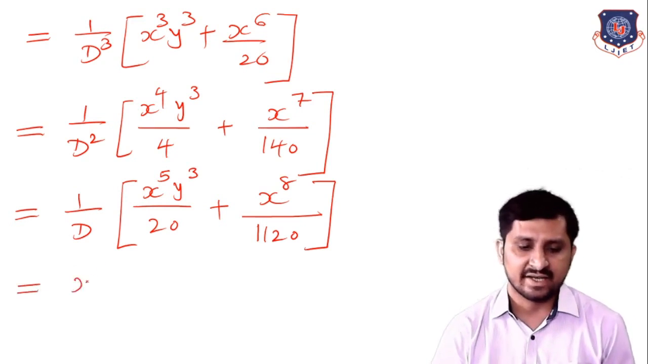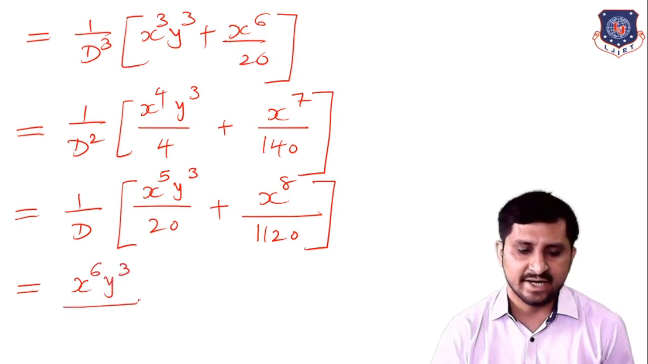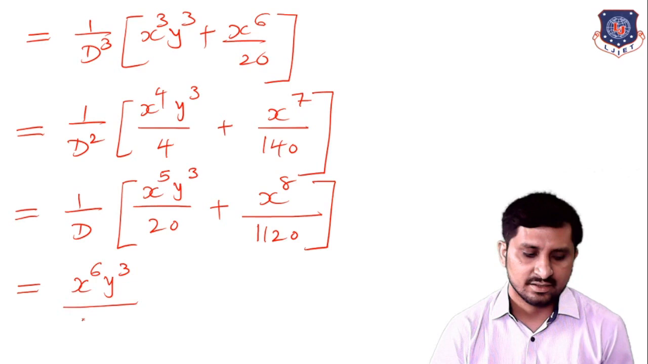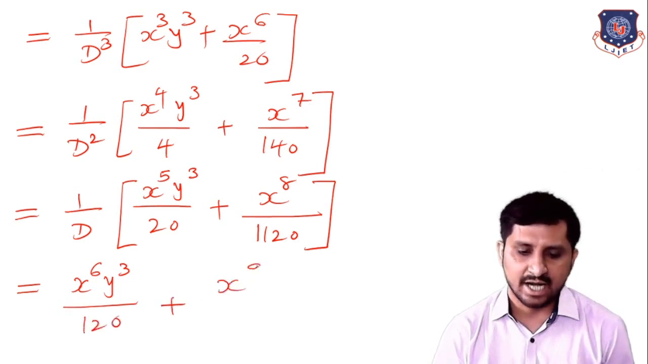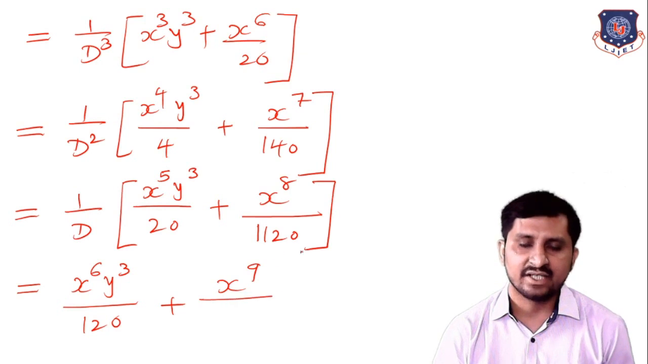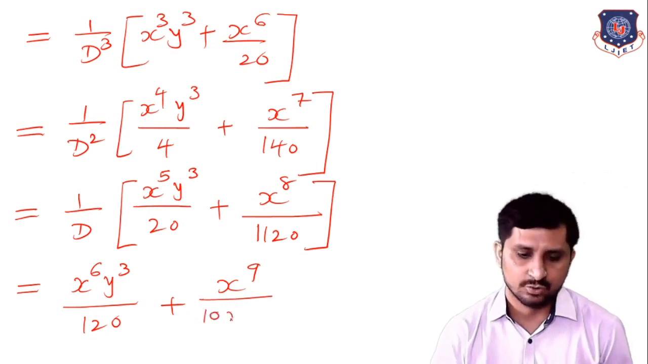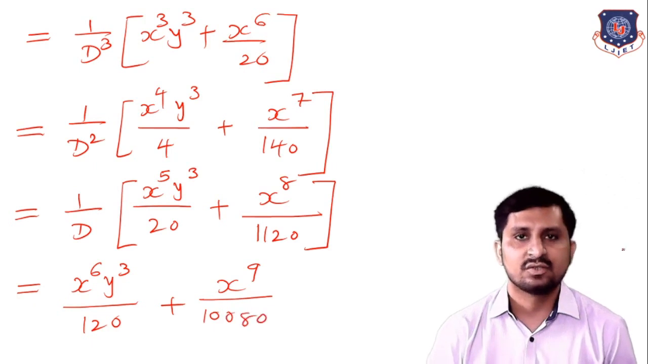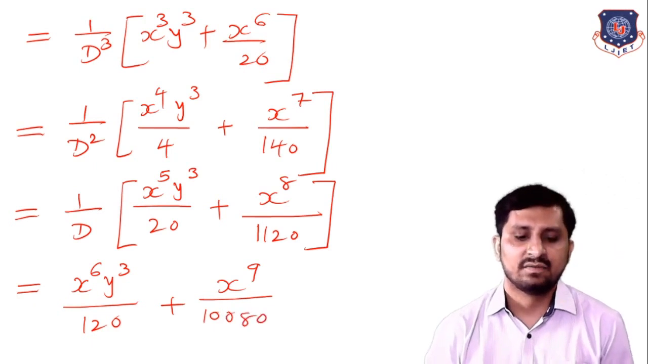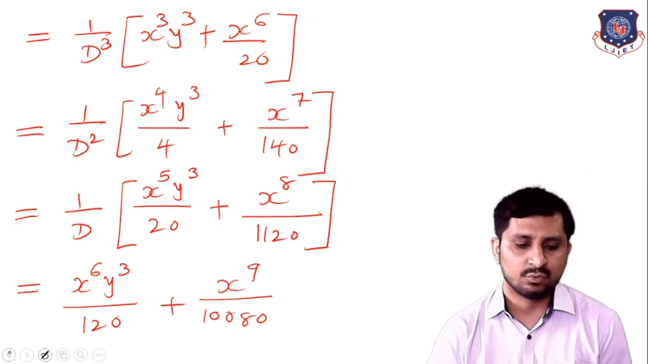So the final answer is x raised to 6 y cube divided by 20 into 6, so that is 120, plus x raised to 9 divided by 1120 into 9. So the final answer is 10080. So this is my particular integral for the function x cube y cube.